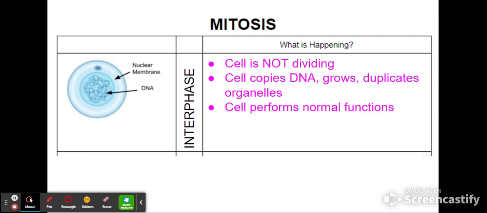All right. The cell does its normal job. If it's a muscle cell, it's going to be contracting. If it's a blood cell, it's carrying oxygen. If it's an eye cell, it's picking up light. And if it's a nerve cell, it's sending signals to your brain. It's doing its normal job.